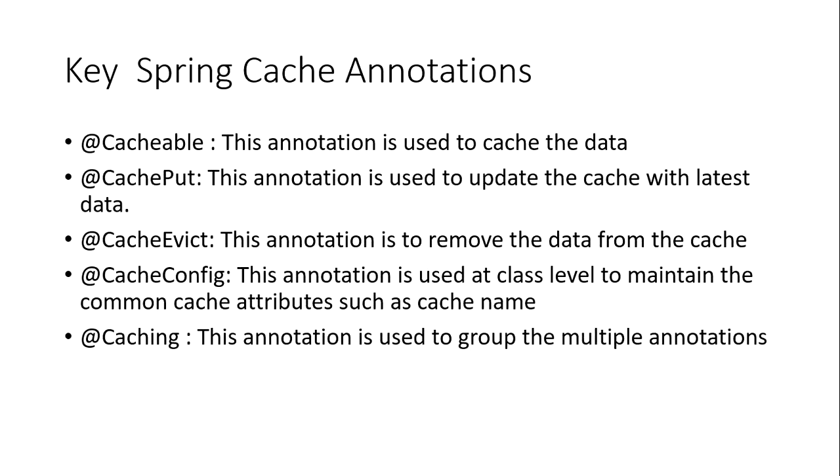@CacheConfig, in the sense, for example, if you have some kind of common data, for example, the cache name that you are providing to each and every method, then you can move that cache name to the class level. So then you can make use of this @CacheConfig. And @Caching, in the sense, if you want to group multiple caching annotations, then you can think about @Caching.